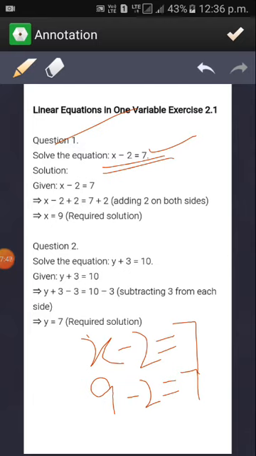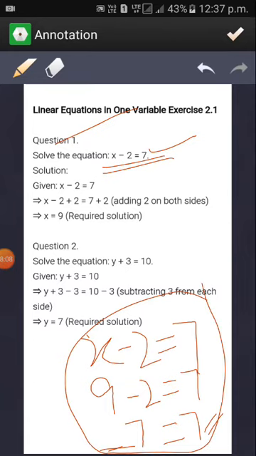We will check the left hand side and the right hand side. 9 minus 2 equal to 7, equal to 7. What I got is the left hand side is equal to the right hand side. So the value of x which we found, 9, is correct. We have correctly found the value.